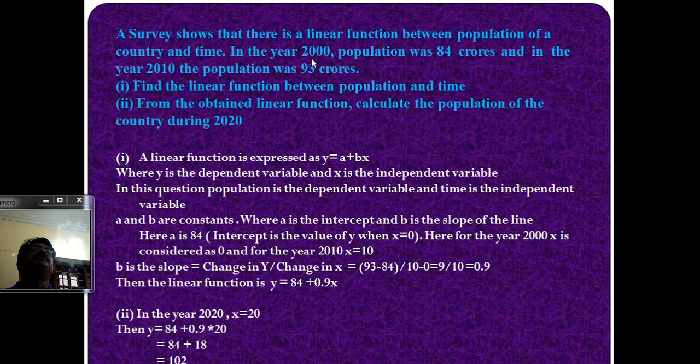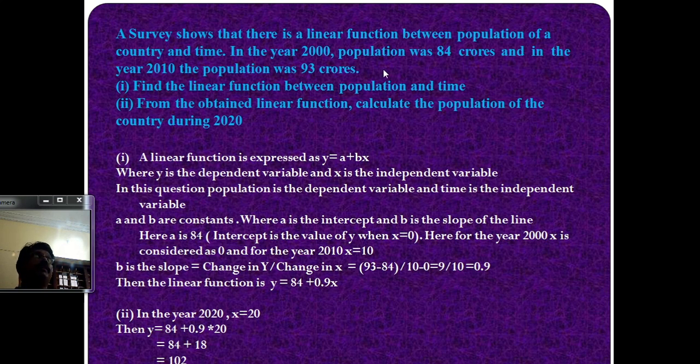Then in the year 2000, population was 84 crores. So during the year 2000, the population in numbers is 84 crores. 84 crores people are there in 2000 in this country. And in the year 2010, the population was 93 crores. It increased from 84 crores to 93 crores. So you have given two time periods. One is 2000 and another one is 2010. In 2000, the population was 84 crores, and in 2010, the population was 93 crores.